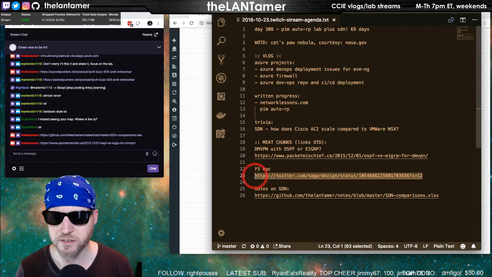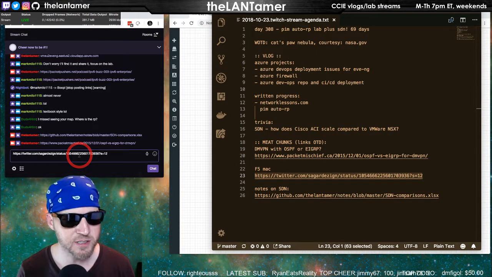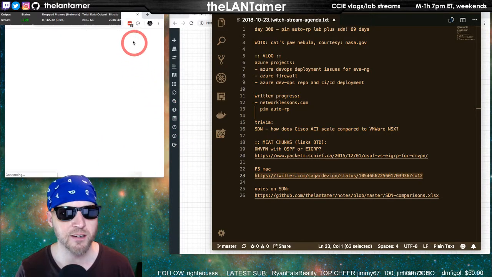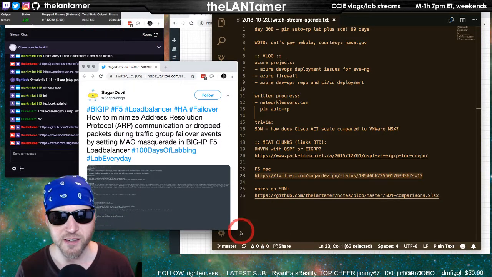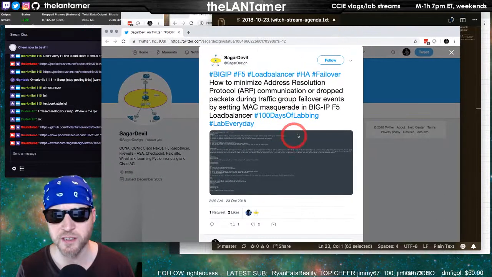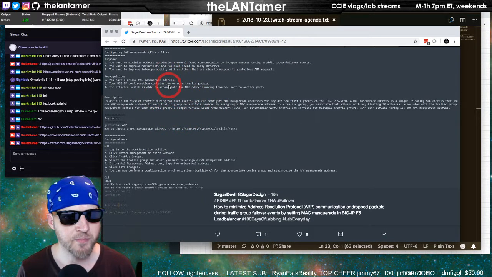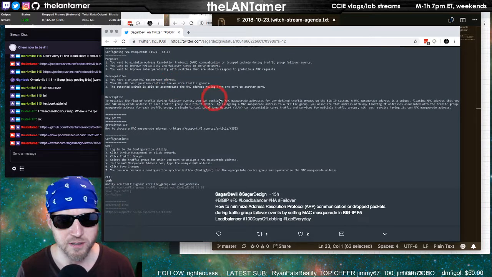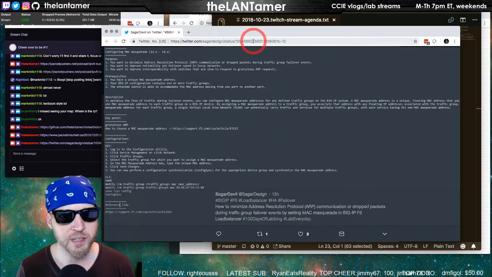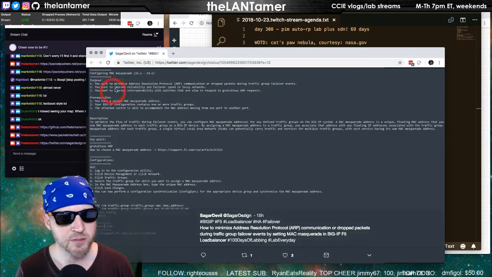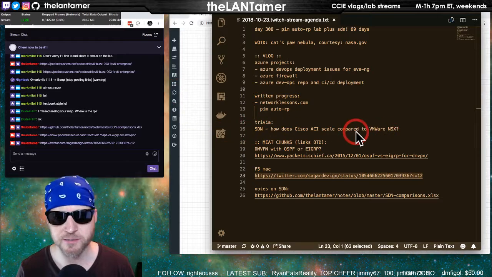And then one of the Discord members also posted this Twitter link. This is cool just because I've got a lot of background in F5. And I think I've read about this before in one of their upgrade docs. Sagar Devil shared this, and this is about how you can help avoid issues with MAC stability whenever you do a failover. So this MAC masquerading feature is there.